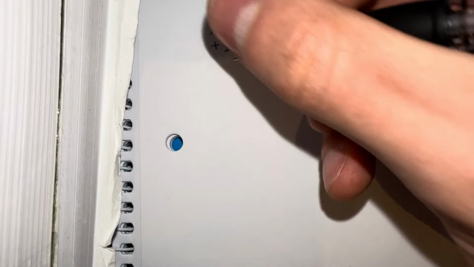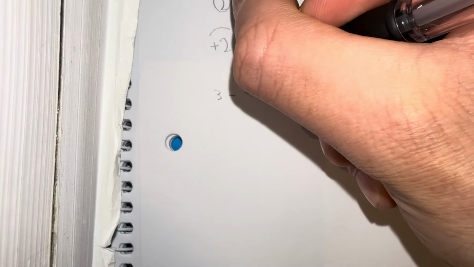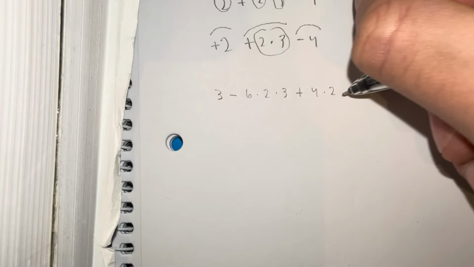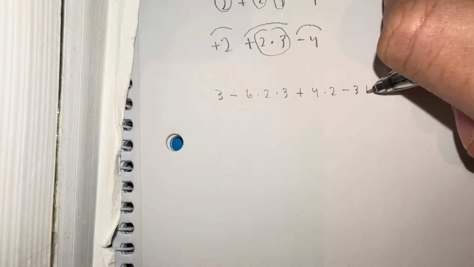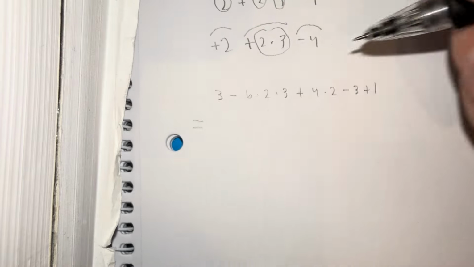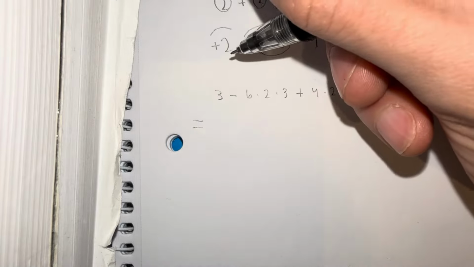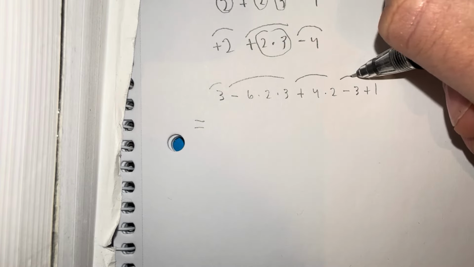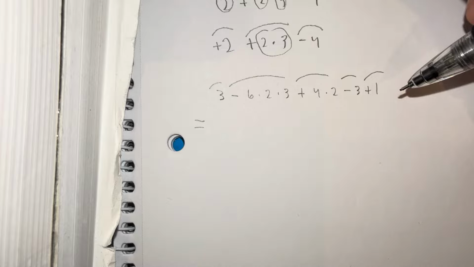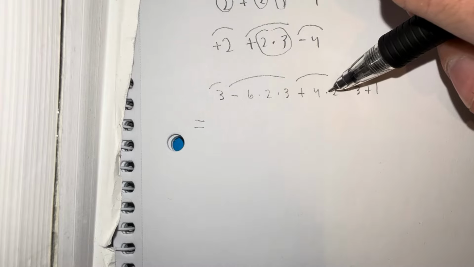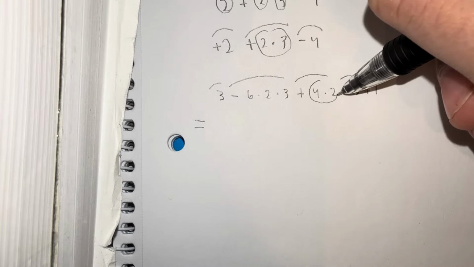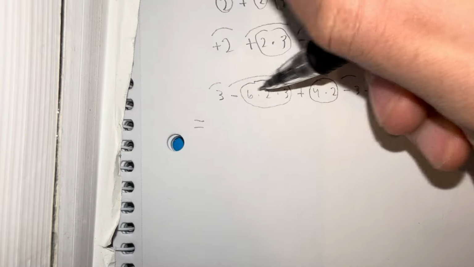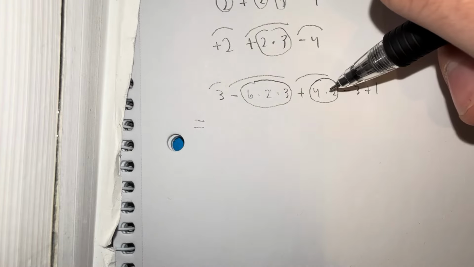Let's do another example. Let's identify the terms first. This is a term. This is one. Here's one. This is one. And this is one. Notice how the multiplication identifies that this is a group. This whole thing here is a group, as is this one. And the sign follows this term, this sign follows this term, and so forth.